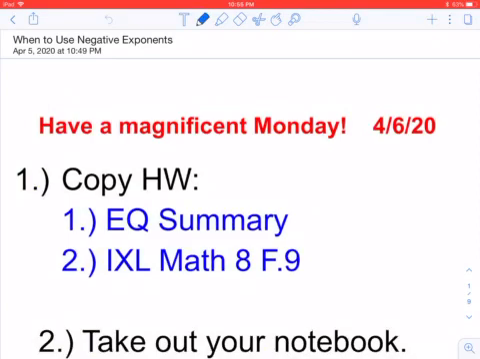Today we're going to learn about negative exponents. I'm going to ask you to do two things after the lesson. First is to answer the EQ in a summary, and then second, work on IXL Math 8 F9. Go ahead and take out your notebook and let's get started. Remember to pause whenever you need to.